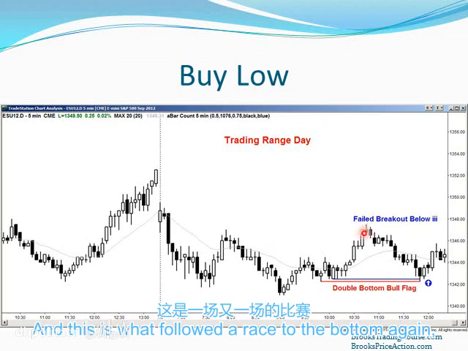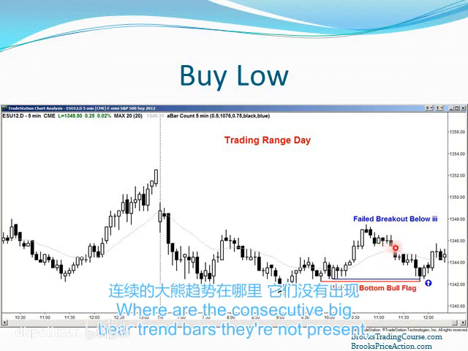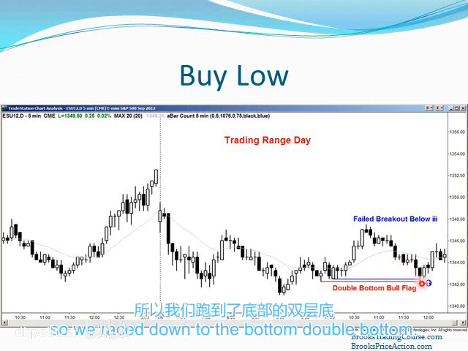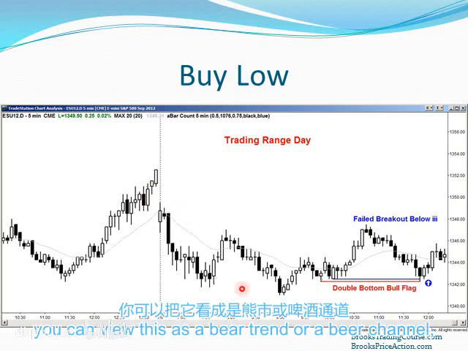And this is what followed. A race to the bottom. Again, looking more like a bear leg in a trading range than a strong bear trend. You know, where are the consecutive big bear trend bars? They're not present. So we raced down to the bottom, double bottom with this low, possible higher low major trend reversal. You can view this as a bear trend or a bear channel.